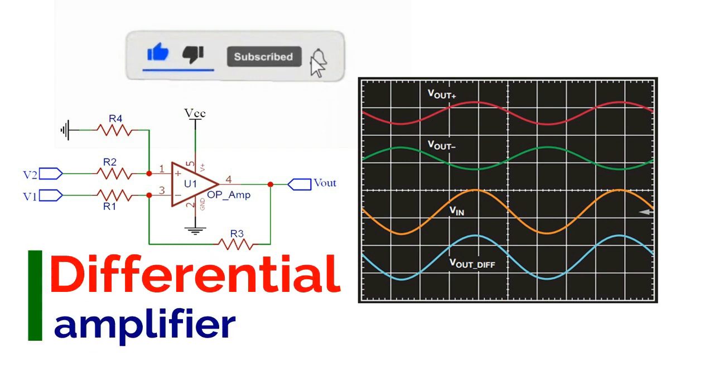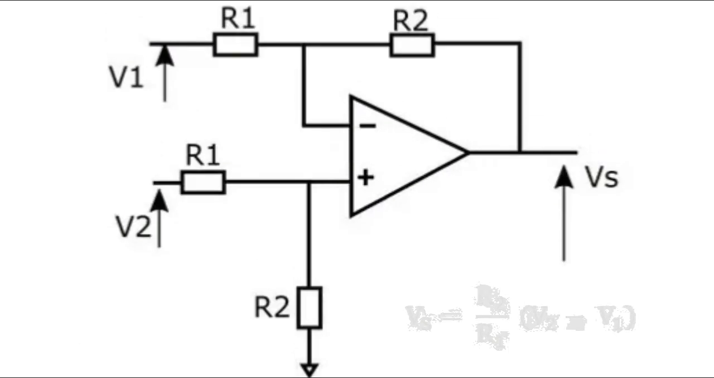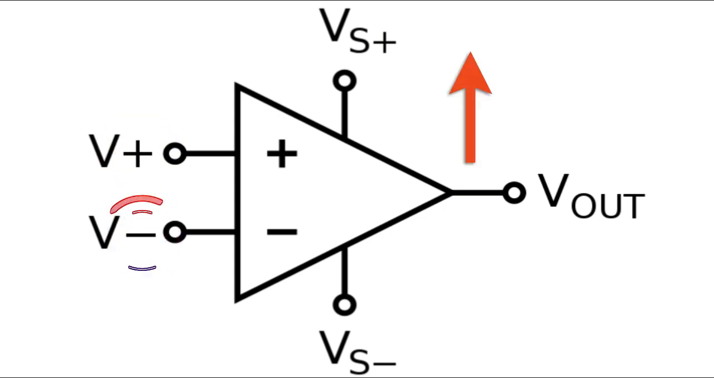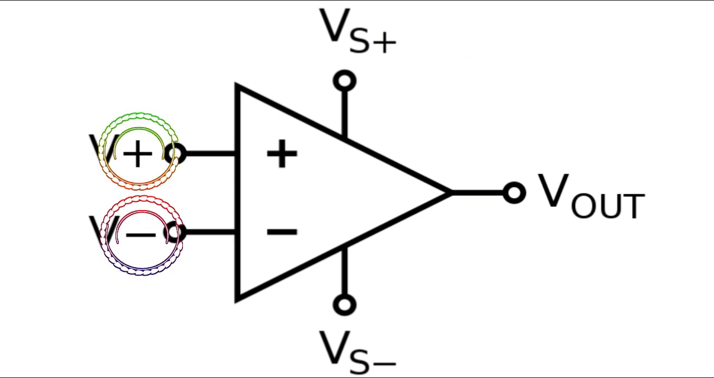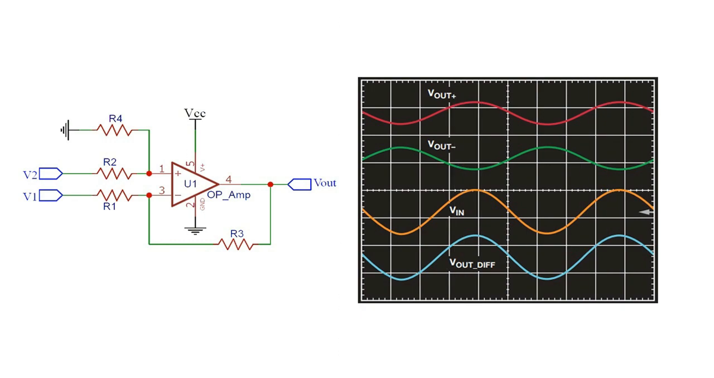Differential amplifier. A differential amplifier is a type of electronic amplifier that amplifies the difference between two input voltages, but suppresses any voltage common to the two inputs. It is an analog circuit with two inputs and one output.